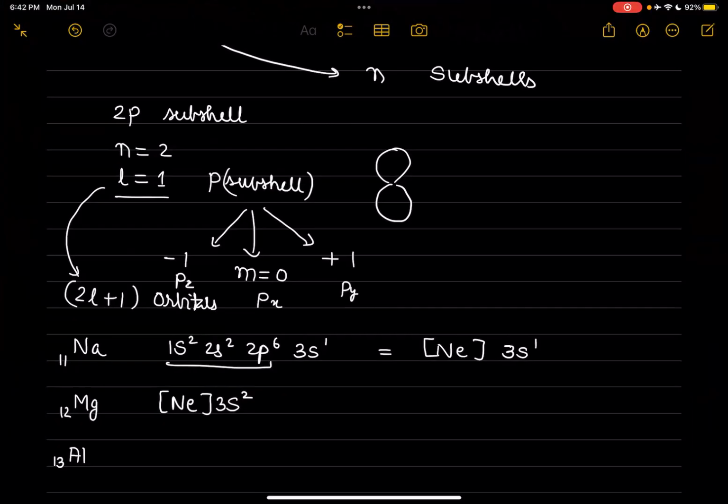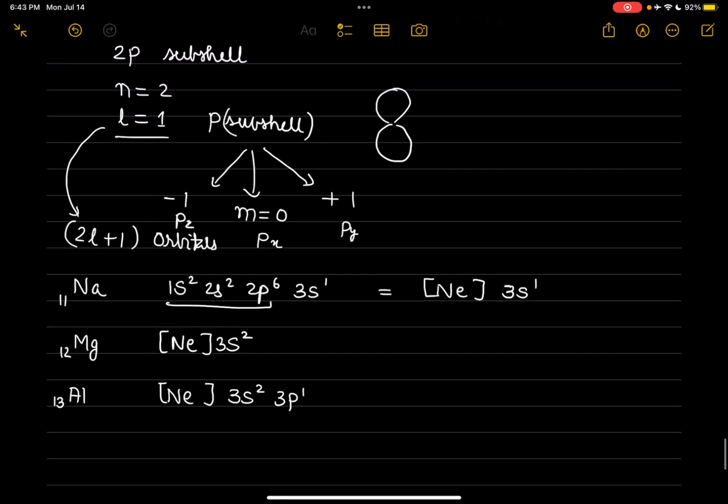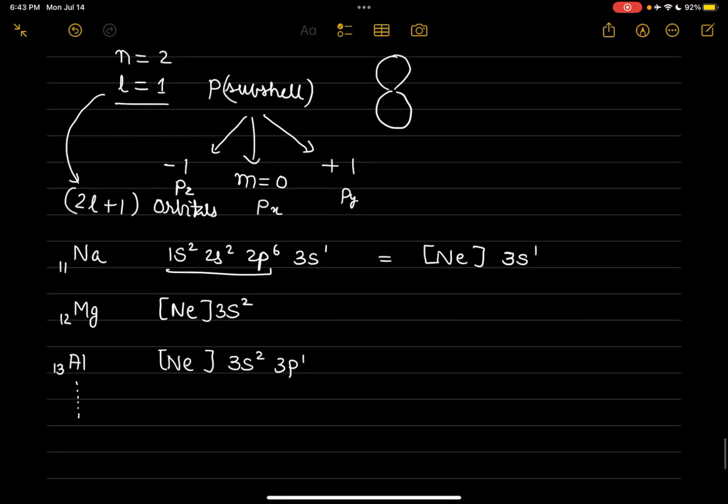You must be writing it also. So this is 3s2. Aluminium is neon, and neon is the 10th element, then 3s2, 3p1. Got it? Similarly, you have silicon and the others. This is the third period. Silicon is below carbon.